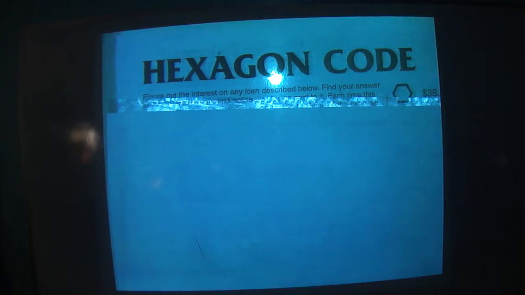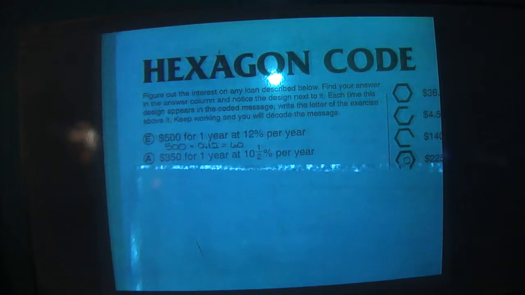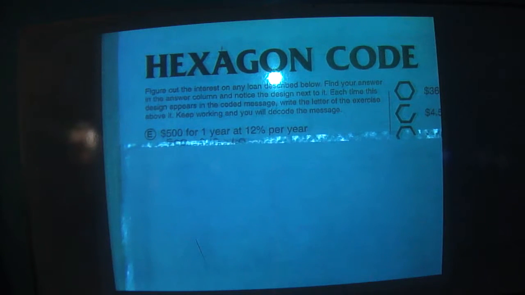Okay, this is Hexagon Code. So for Hexagon Code, what are we doing? We're finding interest. When do we use interest in the real world? When you pay for stuff.